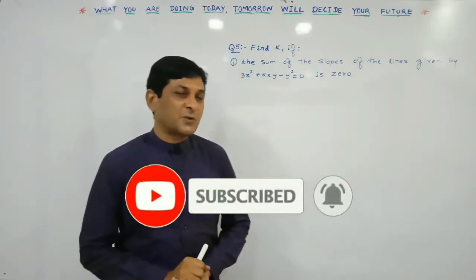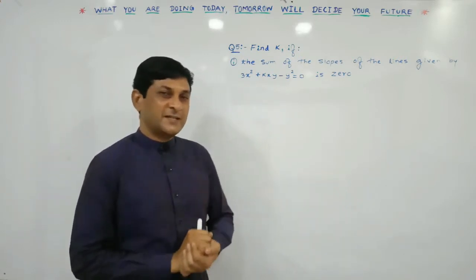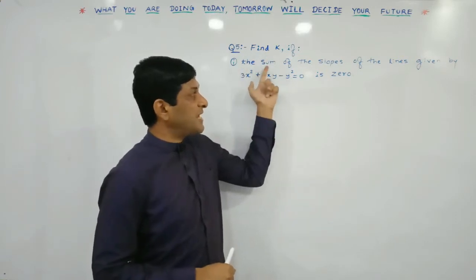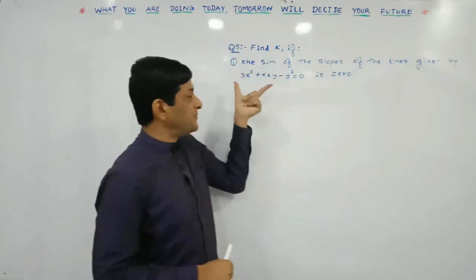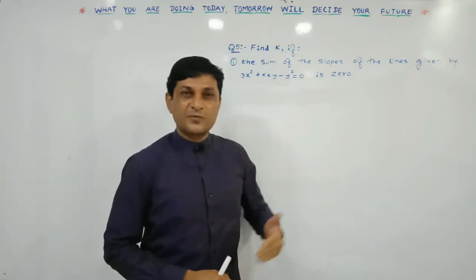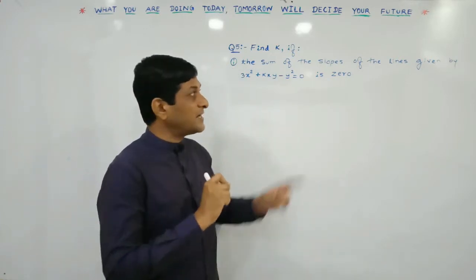So today we are solving question number 5 from Miscellaneous Exercise 4. See, in this example we have to find out the value of k using the condition that the sum of the slopes of the lines represented by this homogeneous equation is 0. So first consider the homogeneous equation, and the conditions are related with slopes.